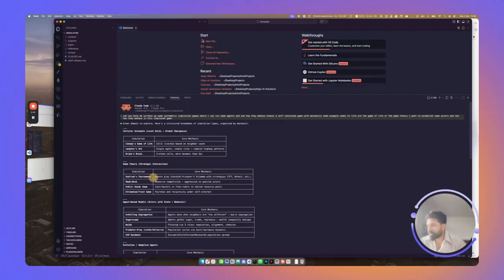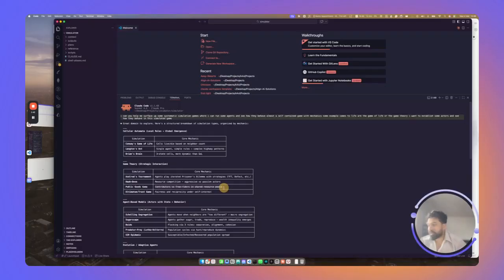The core mechanics are agents play the iterative prisoner's dilemma with strategies, which are tit-for-tat (TFT), defect, etc. Then there's Hawk-Dove, resource competition, aggressive versus passive actors. I want to see how different agents behave, and who eventually ends up gaining certain things. I've always been curious about that.